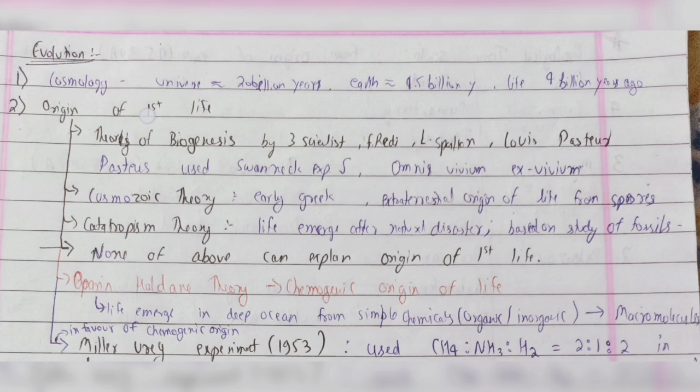According to the Big Bang theory, the universe was created approximately 20 billion years ago, while the Earth emerged around 4.5 billion years ago. Life emerged 500 million years after the emergence of Earth, that would be around 4 billion years ago. The second major topic is origin of first life on Earth.